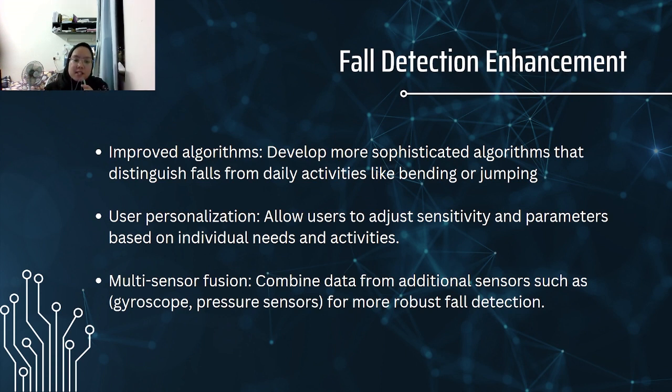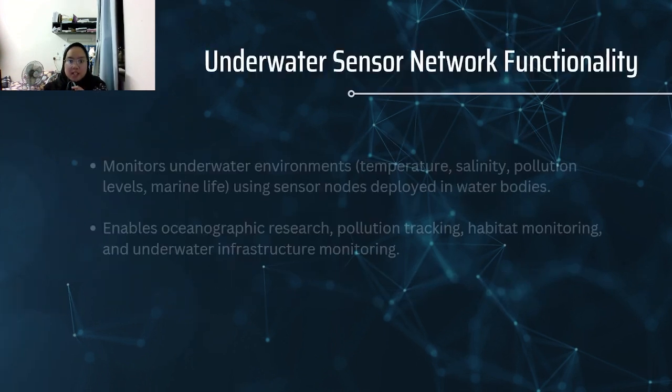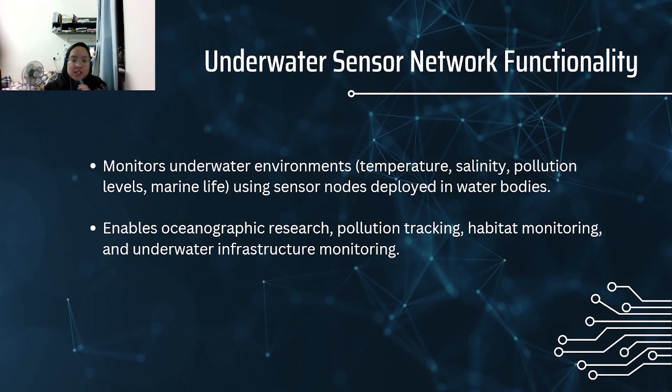Next is multi-sensor fusion. The function is to combine data from additional sensors, such as a gyroscope, which provides information about the orientation and rotation of the device, and a pressure sensor, which detects changes in altitude or body pressure for more robust fall detection. Okay, that's enough for the fall detection system.